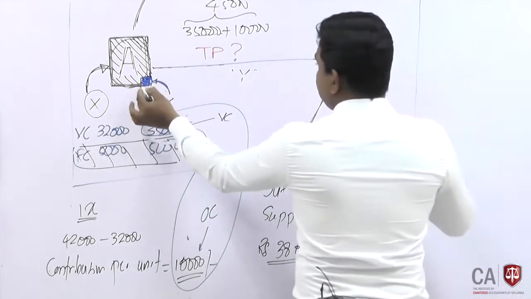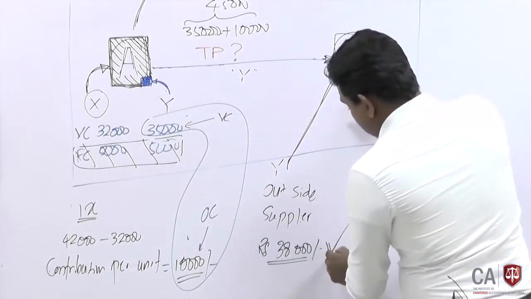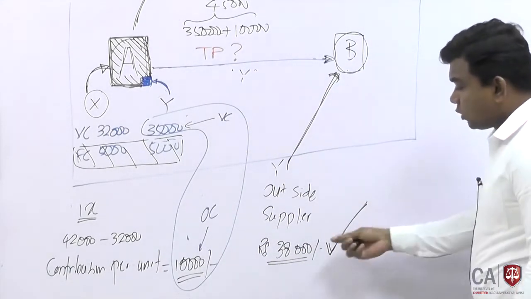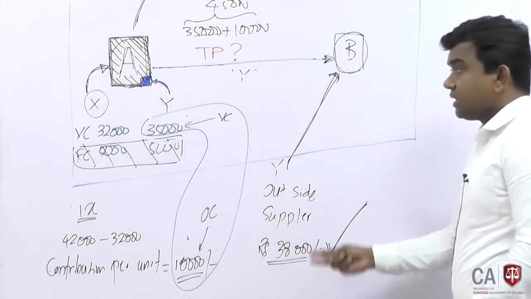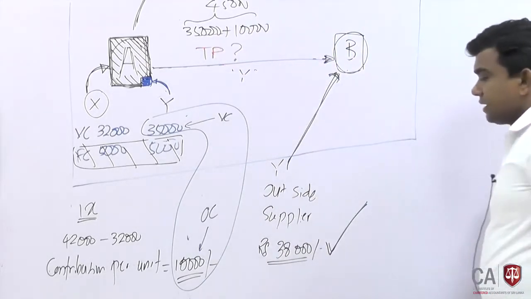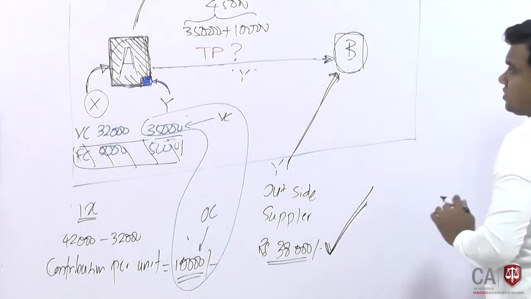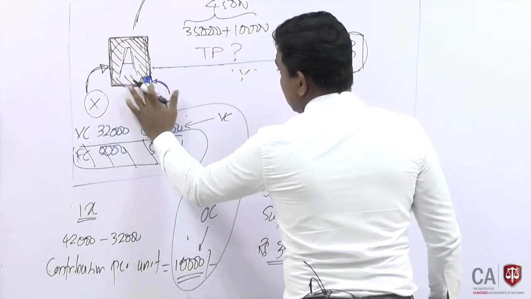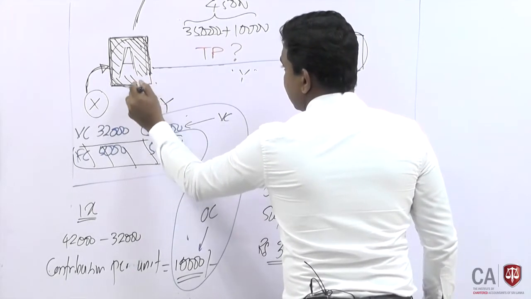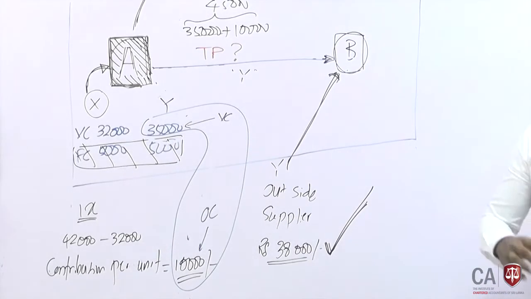If A transfers to B at 45,000, B loses an opportunity to buy it at 38,000. As a group, an additional 7,000 is incurred, right? Therefore, the advice would be that B must buy it from outside and A should not produce Y for the internal market. They should use their full capacity to produce the entire external demand of product X. That's how you have to analyze.